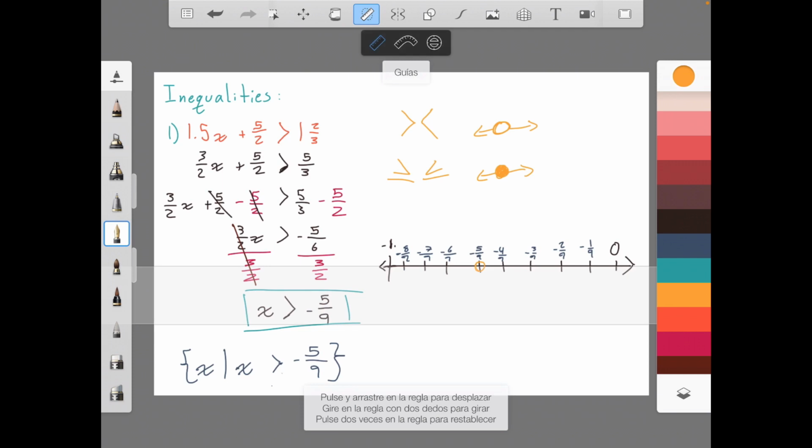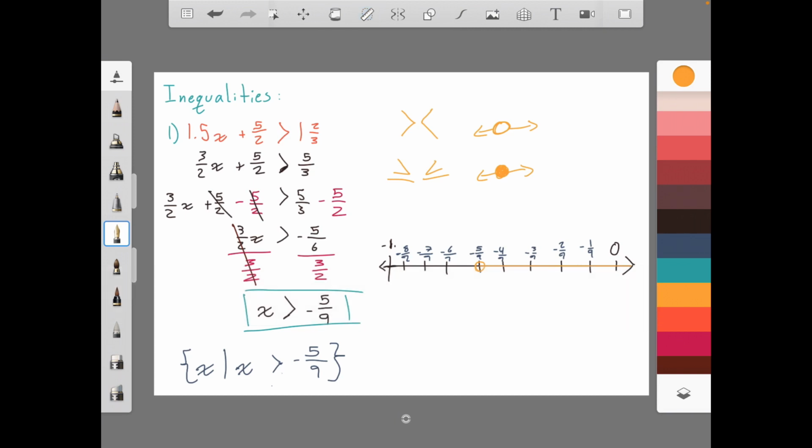And what we do now is that we follow this line. So x is always going to be greater than 5/9. So this line is going to move over there, since x is always going to be greater than 5/9. Okay, so that is the way we represent inequalities in the number line.